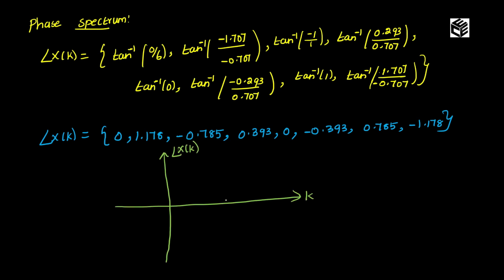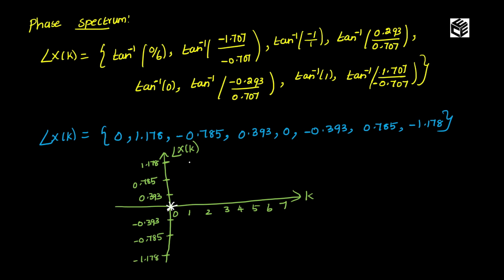I am going to plot the values. My x-axis is k, my y-axis is angle of x of k. My k values are 0, 1, 2, 3, 4, 5, 6 and 7. And my y-axis values are 0.393, 0.785, 1.178. Similarly, minus 0.393, minus 0.785, minus 1.178.